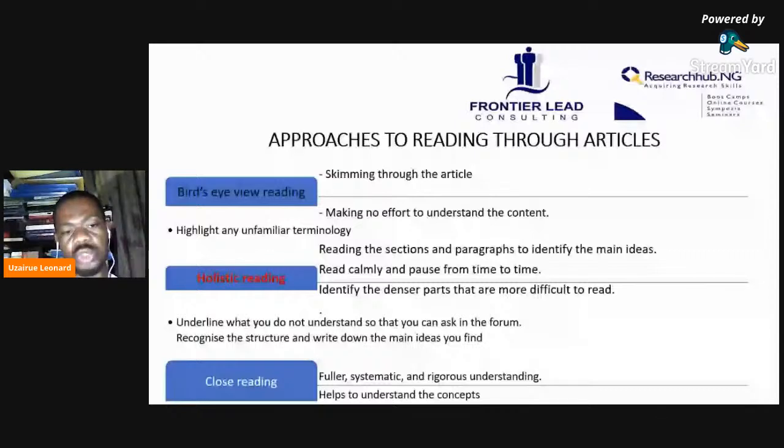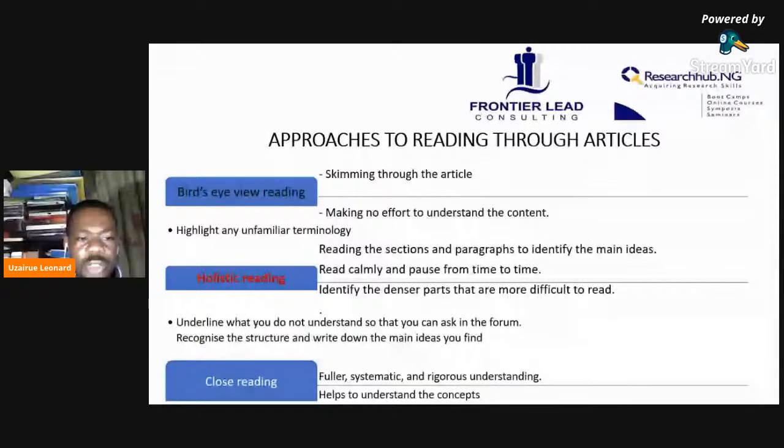The reason for this is that you want to know if the subject of that particular article is connected or related to your area of study, so that you will not waste so much energy reading through that article. Then you highlight any unfamiliar terminology. First and foremost, you make no effort to understand the content at that stage. You are not digesting the content of the article at this stage. What you just want to do is highlight any unfamiliar terminology used in that article, which you may write down to research on.